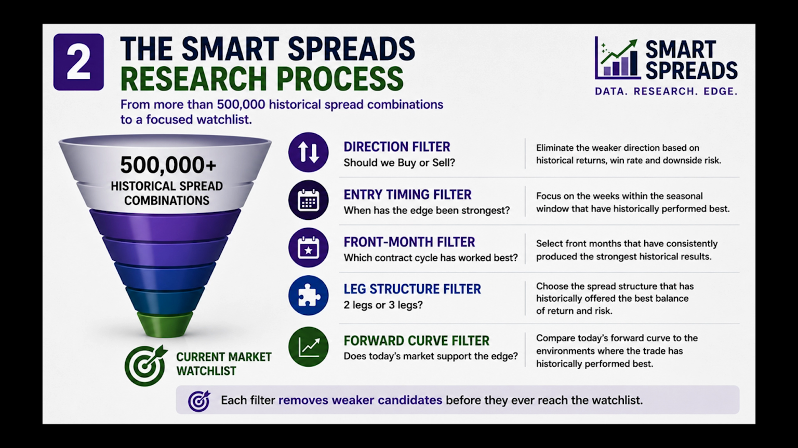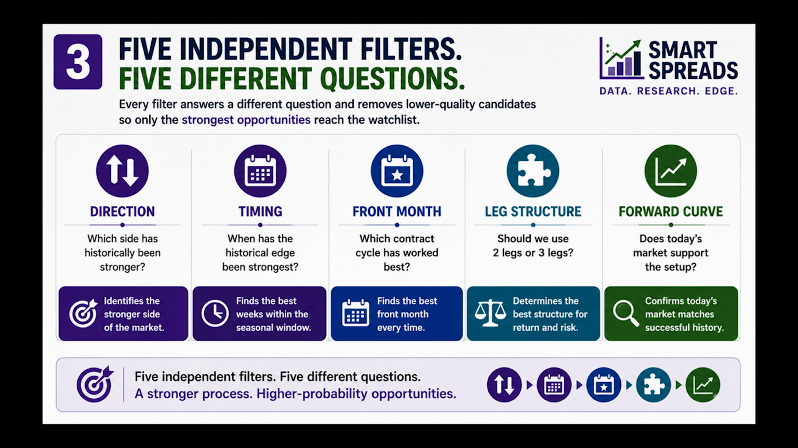After that, we determine whether a 2-leg or a 3-leg spread has historically produced the stronger results. And finally, we compare today's forward curve with the historical environments where those opportunities have performed best. Each filter removes weaker candidates before they ever reach the watch list. Notice that every filter answers a different question.